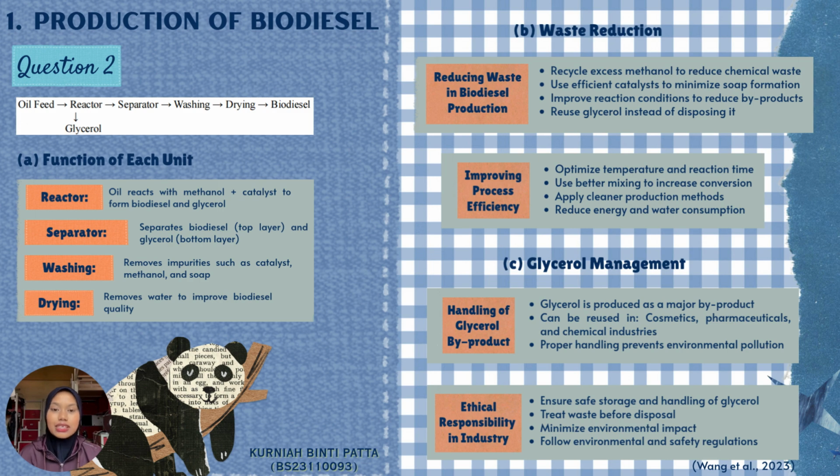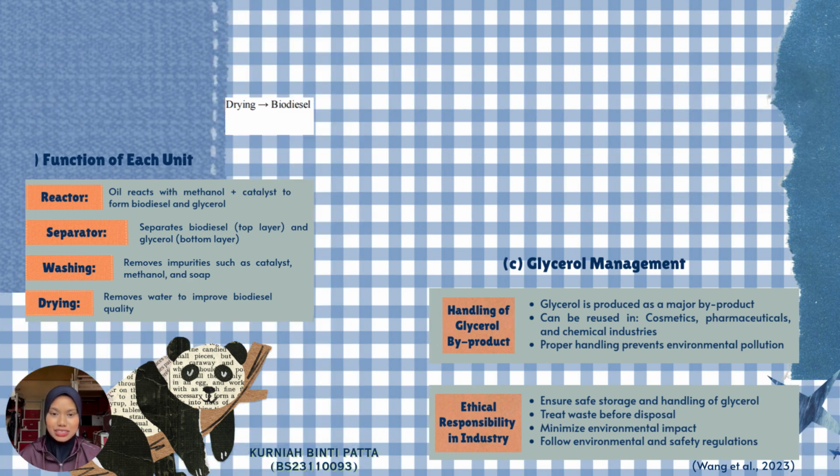Question 2c. Glycerol is an important byproduct that must be handled properly. It can be reused in industries such as cosmetics and pharmaceuticals. However, if it is not managed properly, it can cause environmental pollution. So industries have the responsibility to ensure safe handling, proper treatment before disposal, and to follow environmental safety regulations.